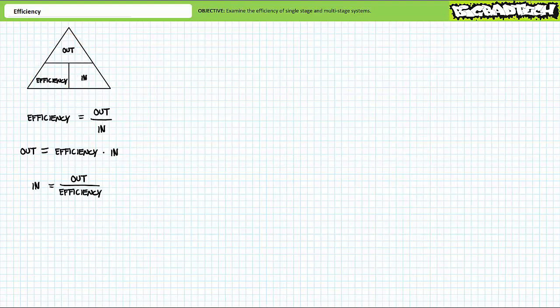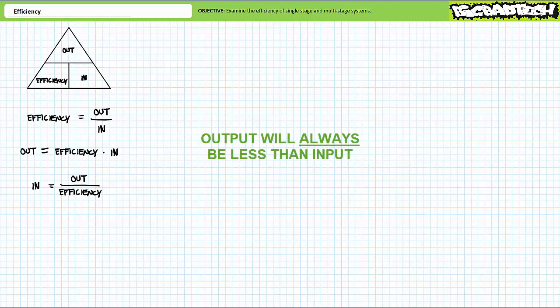Given a certain portion of input is always misdirected towards losses, it would not be too bold to presume that useful output will always be less than input, never greater. If your calculations result in output greater than input, or efficiency of greater than 100%, you are doing it wrong and you need to perform a tactical retreat and reassess your data.